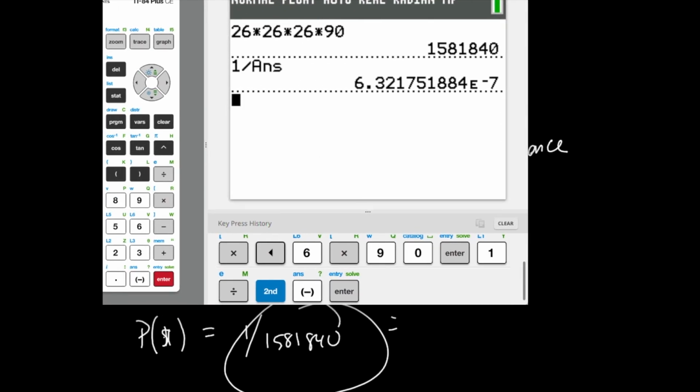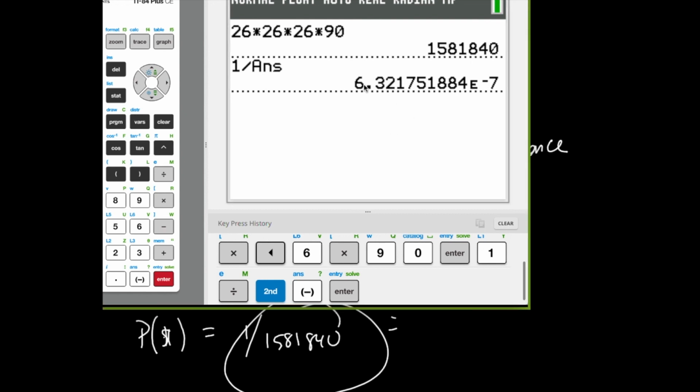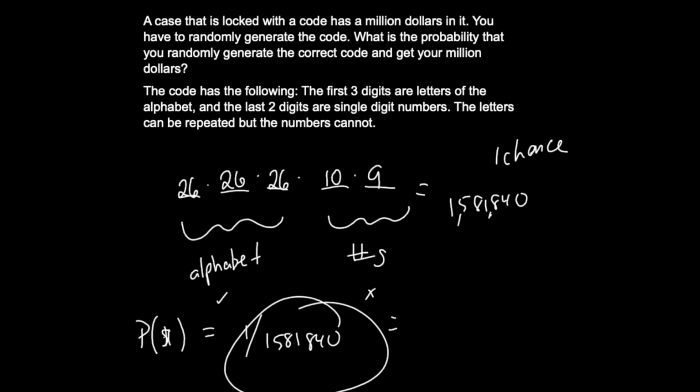When you guys do your calculator, I want you to notice that you have the 6.32 blah, blah, blah. Don't forget this E -7. So you're going to see this now, especially when we get to probability and things like that, right? This is scientific notation. Your calculator uses this E to indicate scientific notation. So this means 6.321 blah times 10 to the -7. That means I'm going to take this decimal and move it to the left 7 places.